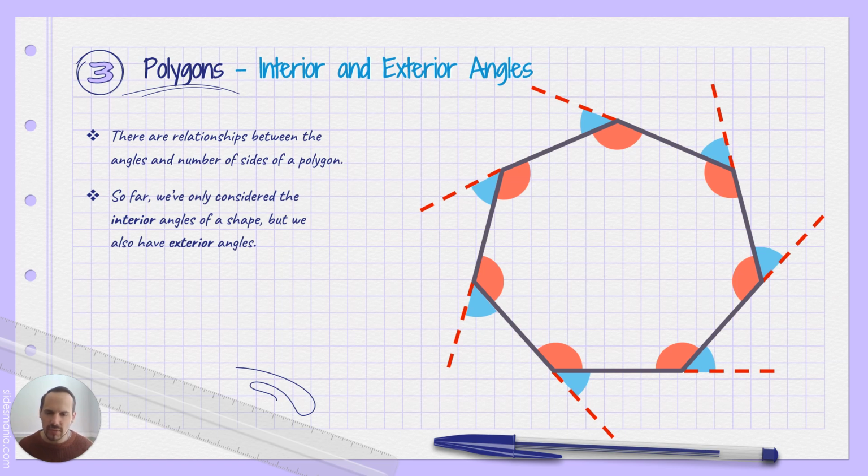So that's what we refer to when we say exterior angle. And say, from just this information alone, that we have a regular heptagon, and I wanted to find out what is the size of these interior and exterior angles. We can work this out by observing a couple of properties.